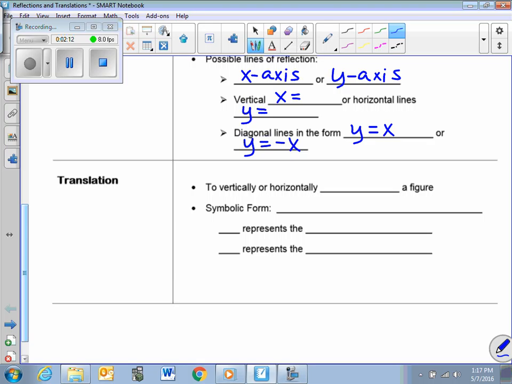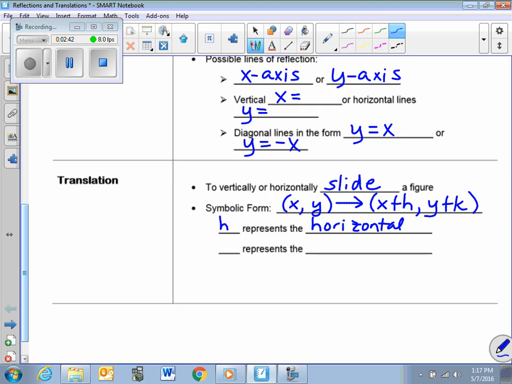What about a translation? A translation is when I just vertically or horizontally slide a figure. And the way we represent this symbolically is like this. We go from the pre-image to a new coordinate, x plus h and y plus k, with h representing the horizontal shift and k representing the vertical shift. All right, so there's what we need to know.